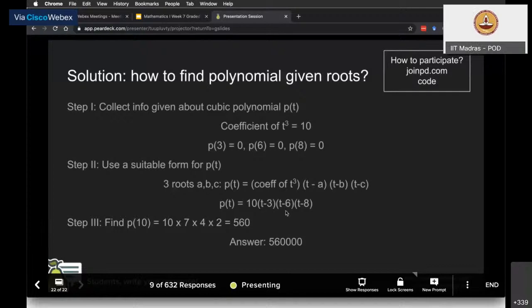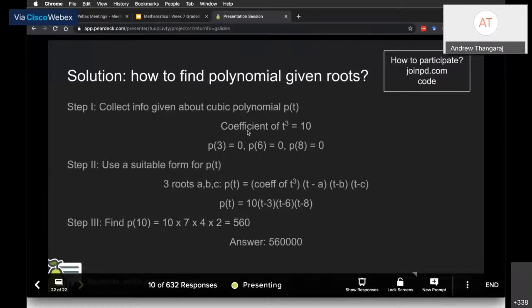Okay, so t minus 3 times t minus 6 times t minus 8 times the leading coefficient 10, and that's the cubic polynomial. That's it. Once you get the cubic polynomial, it's just a question of putting in t equals 10, you get 560, the answer is 560,000.